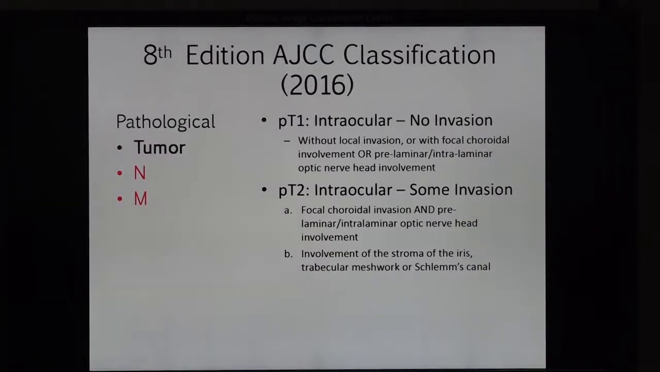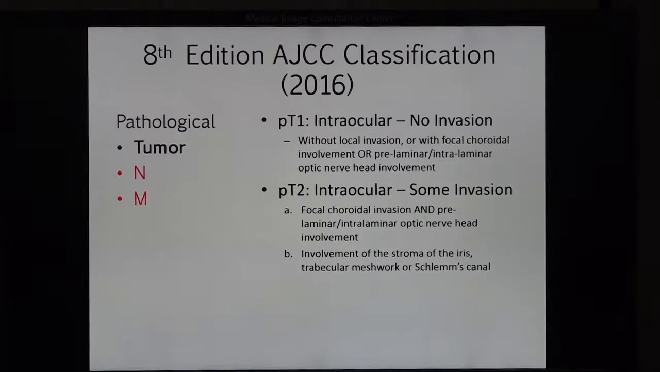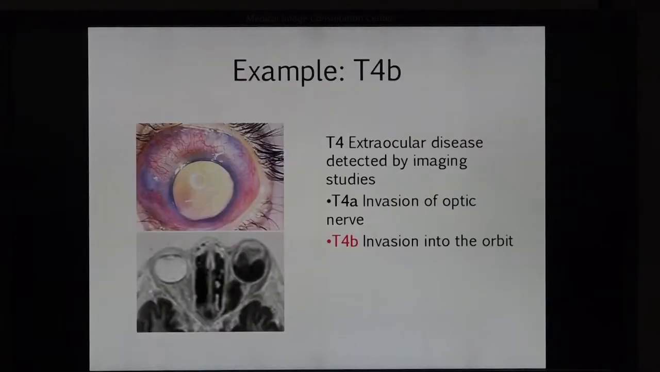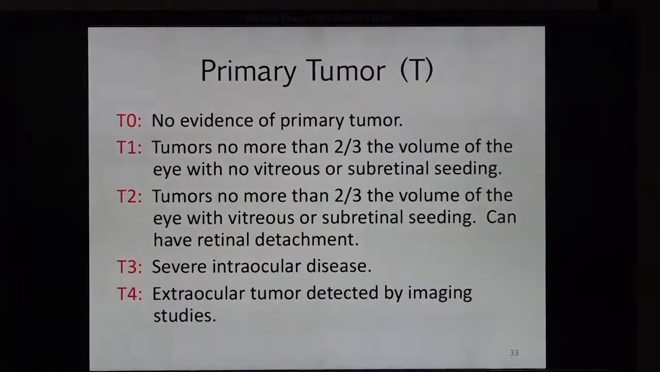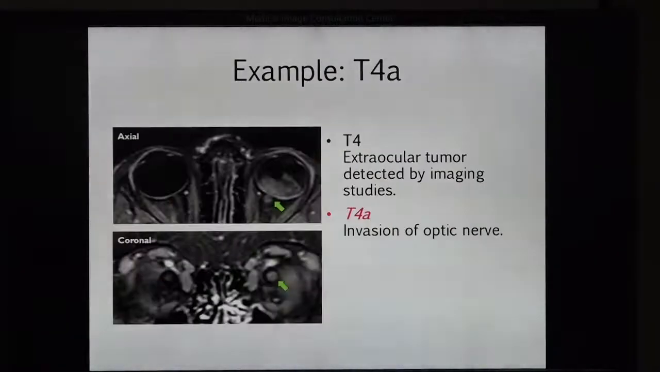And we've heard about the pathological classification. Could I just back you up on this? Yes. Way back you had the first slide on this, the 8th edition, I think you said, further back, no more than 2/3 the volume of the eye. This is the 7th edition. Okay, because that's not in there. There's no volume of the tumor in the 7th edition at all. Yes, okay.